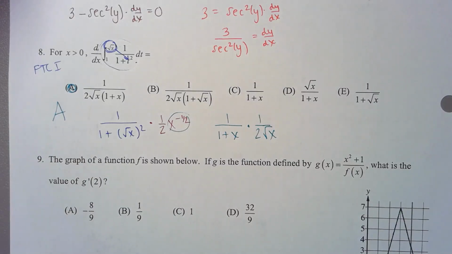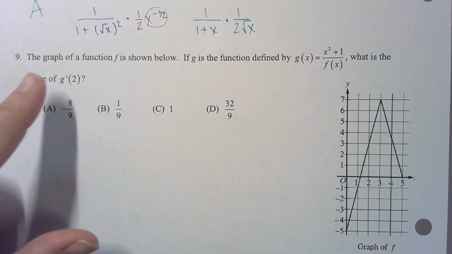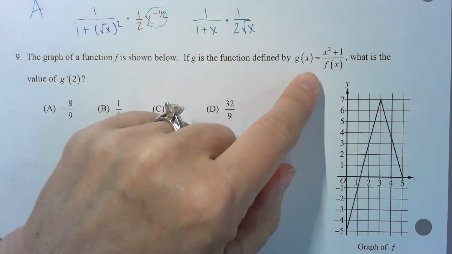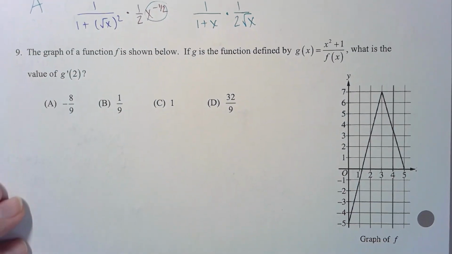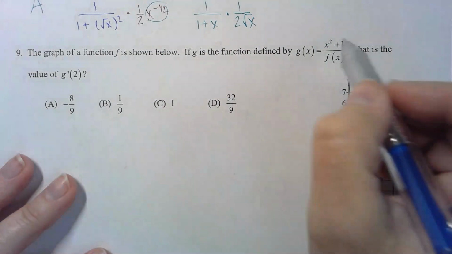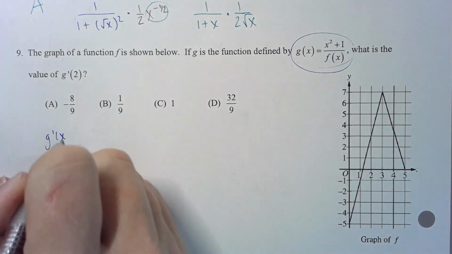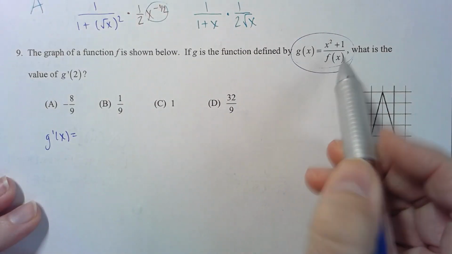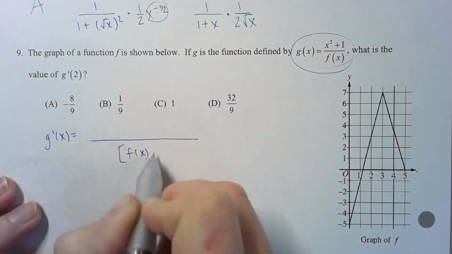Good. All right, let's take a look at number 9. So they're talking about the graph of f, the equation for g. They want the value for g prime of 2. All right, so let's come back and see what we're going to use that for, but let's focus on this. If they want g prime of 2, the first thing we need is g prime of x. Oh, g of x is a quotient, so to take the derivative, I am going to use the quotient rule.